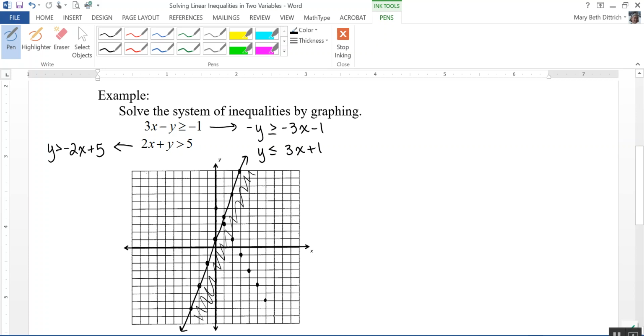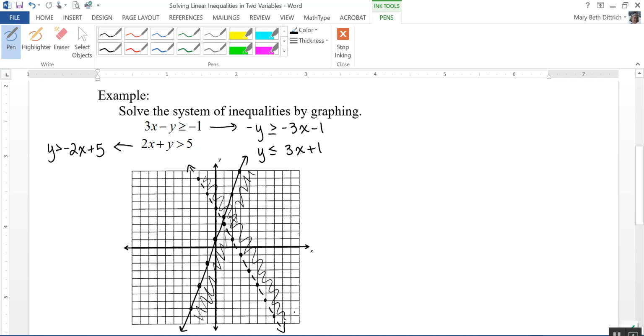And when you're doing these, the point of intersection doesn't really matter because the solution is not going to be one point, it's going to be a whole region of points. And this is a greater than, not a greater than or equal to, so this one's actually going to be a dashed line. And it's a greater than, so the shading in this case is going to be above the line.